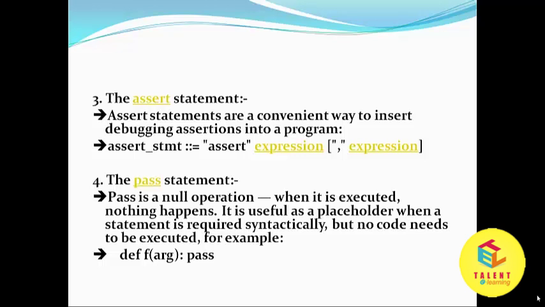The next statement is the pass statement. Pass is a null operation. When it is executed, nothing happens. It is useful as a placeholder when a statement is required syntactically but no code needs to be executed. For example, def f(arg): pass.